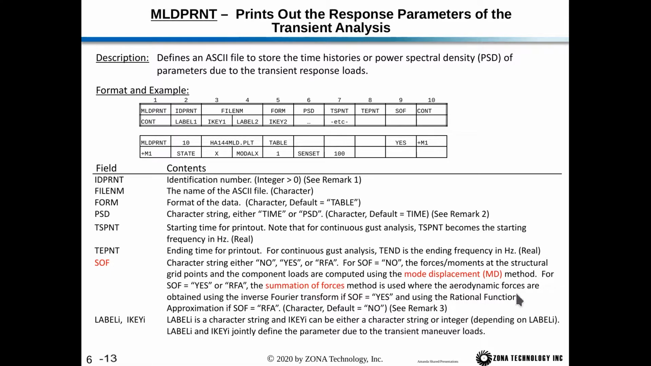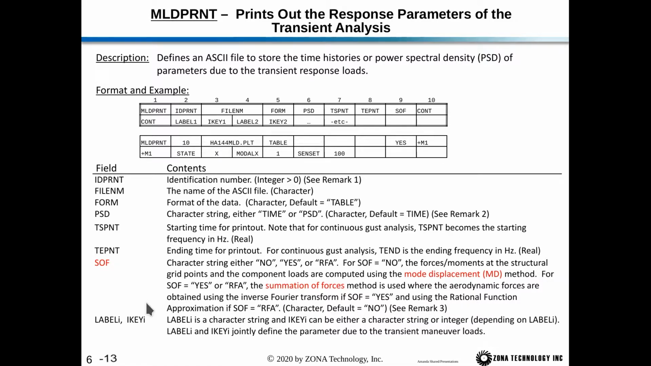For SOF equals no, the forces and moments at the structural grid points and the component loads are computed using the mode displacement method. If SOF is yes or RFA, then the summation of forces method is used. For SOF equals yes, the aerodynamic forces are obtained using the inverse Fourier transform. And for SOF equals RFA, we use the rational function approximation.